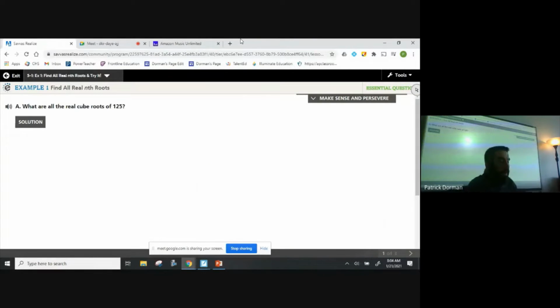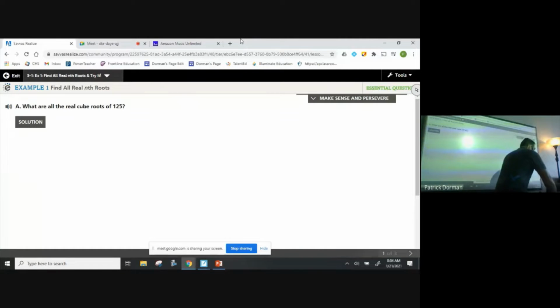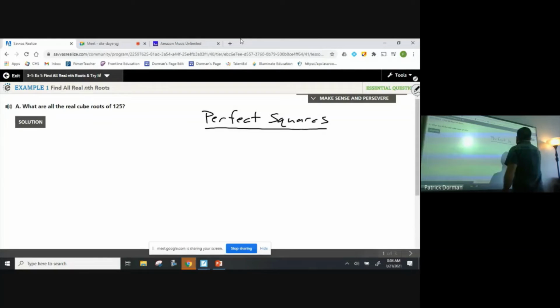All right, so let's talk about some cube roots and square roots. There are some numbers that you should essentially have committed to memory, and these numbers are your perfect squares and perfect cubes. Numbers that are perfect squares are 4, 9, 16, 25, and we go all the way up.